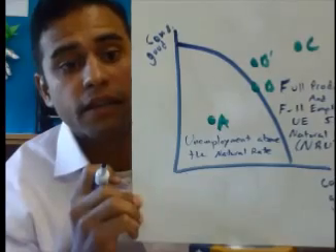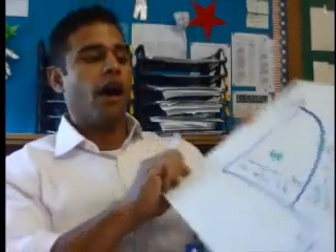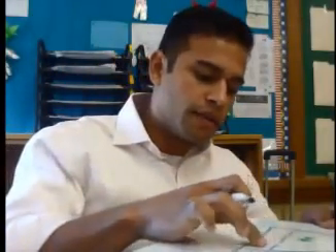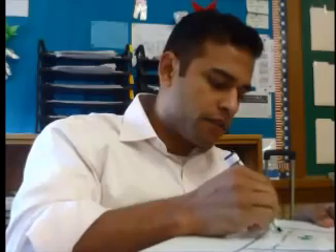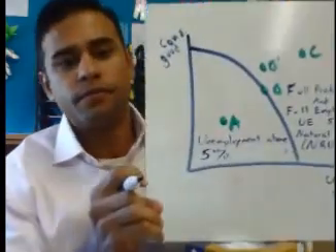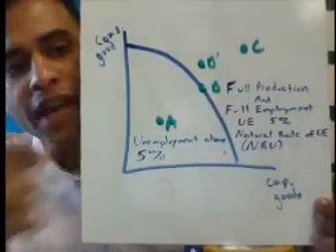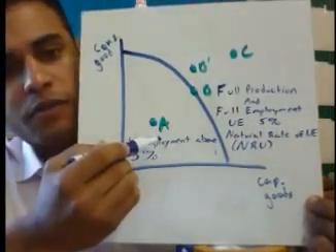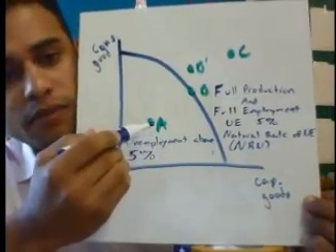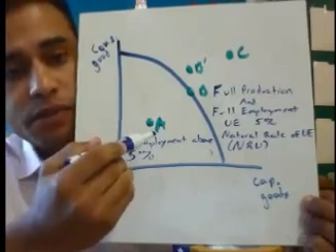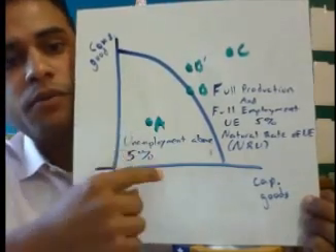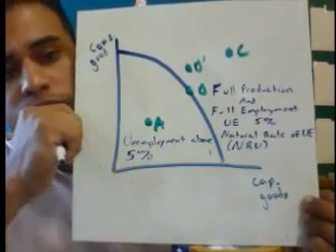So what am I saying here? What I'm really saying here, unemployment is above 5%. So we have some amount of unemployment above 5%. It might only be 5.5%. It might be 7%. It might be 10%. But unemployment is above 5%.